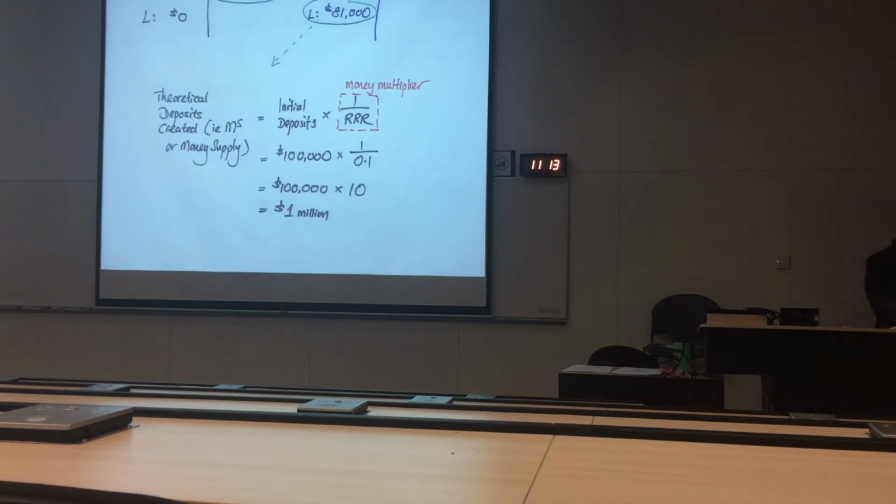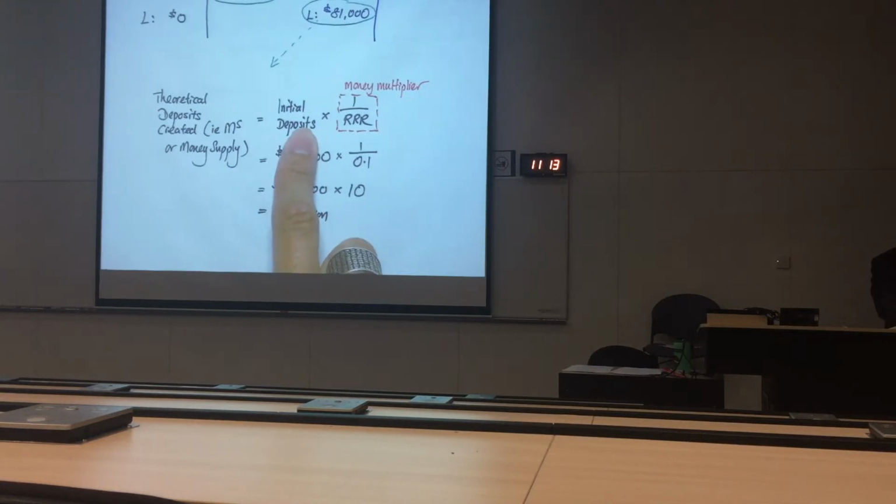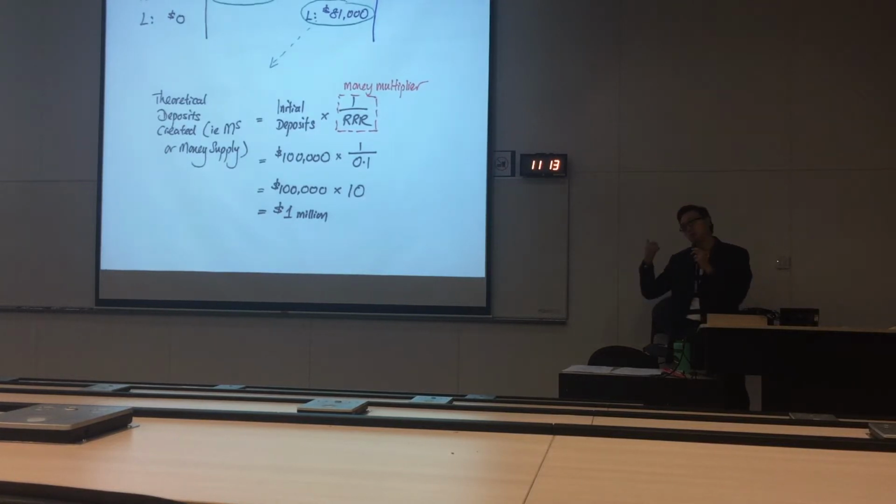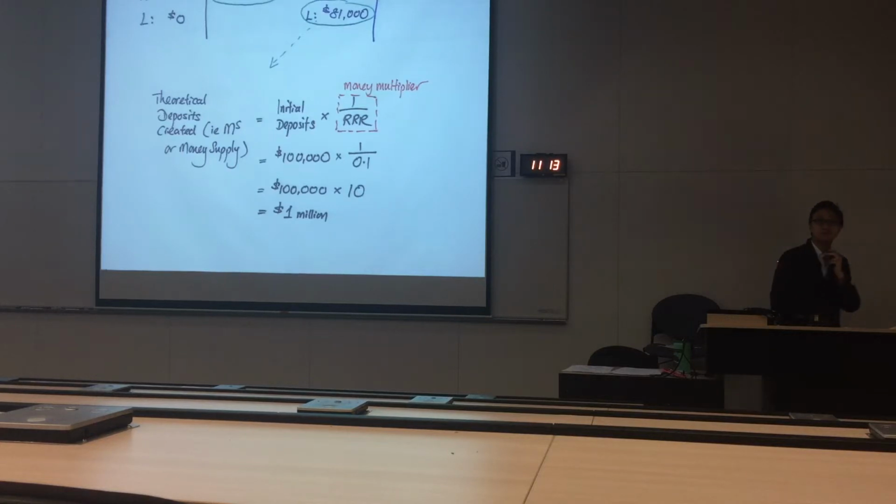So how much money supply is created is nothing more than the formula of the initial deposits multiplied with the reciprocal of your reserve ratio. Okay, that's your money multiplier. Something like this, a process that you have to explain. Are we okay with this one?